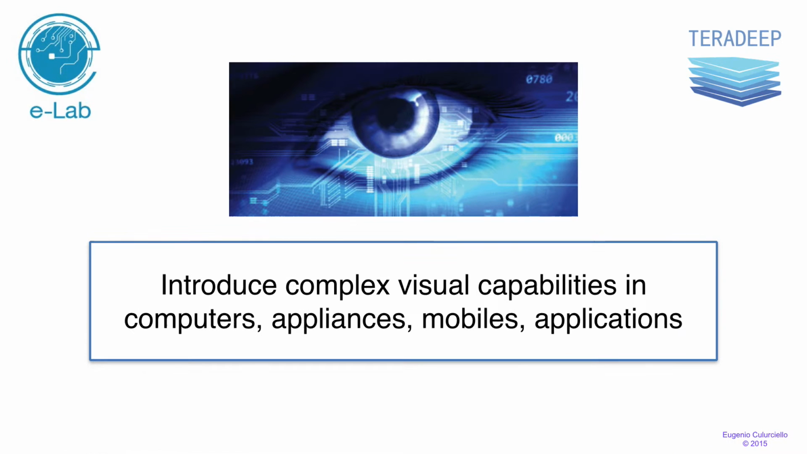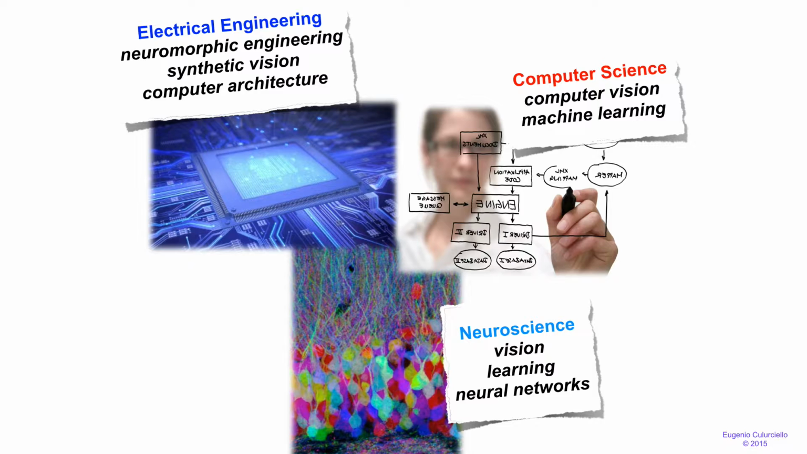Our mission, both in research and in the company, is really to introduce complex visual capabilities in computers and appliances, and it doesn't necessarily stop at visual capabilities. That's just one thing that we really spend a lot of time on. But we also can use, or would like to use, and maybe will use, other forms of data like voice and text. A lot of our research is a combination of different areas. It's in between electrical engineering, which is my background, and neuroscience, which I learned early on in my career, talking about vision, learning, and neural networks, and then computer science, which you guys are the experts in, but I'm trying to learn new things about on a daily basis.